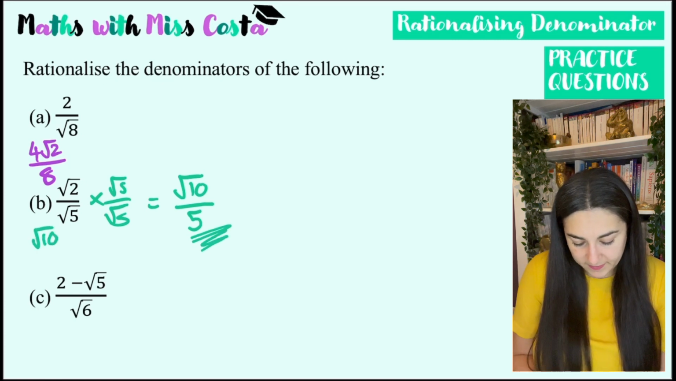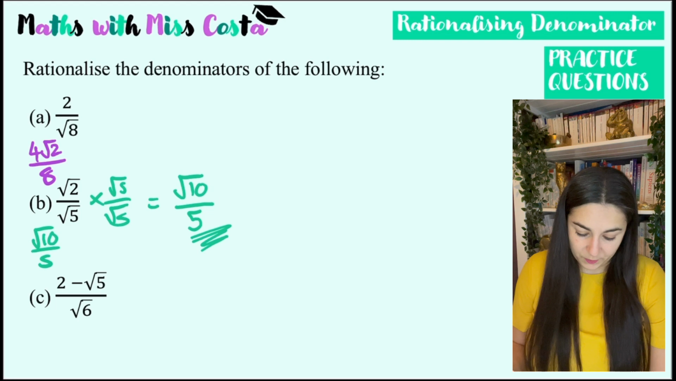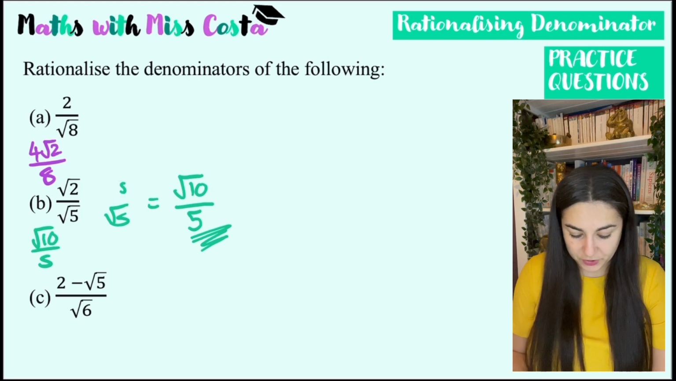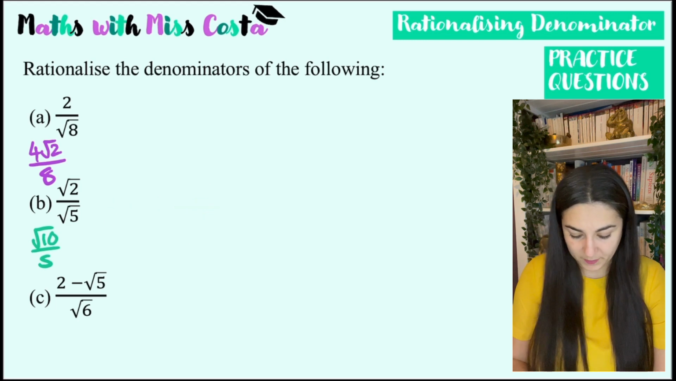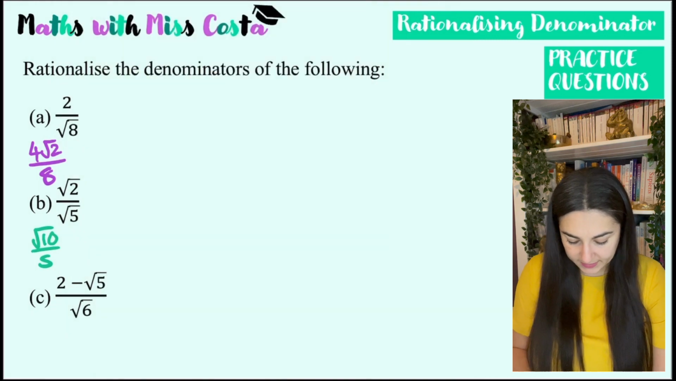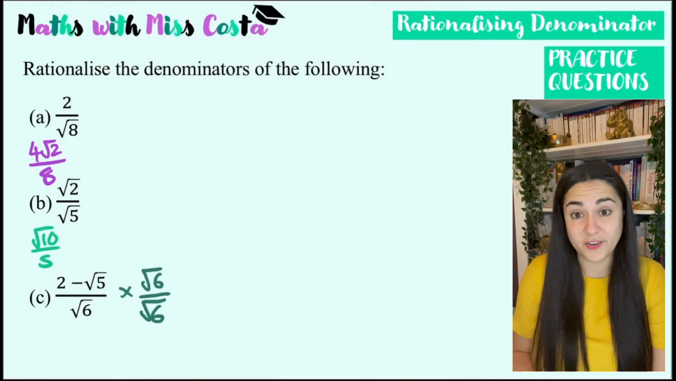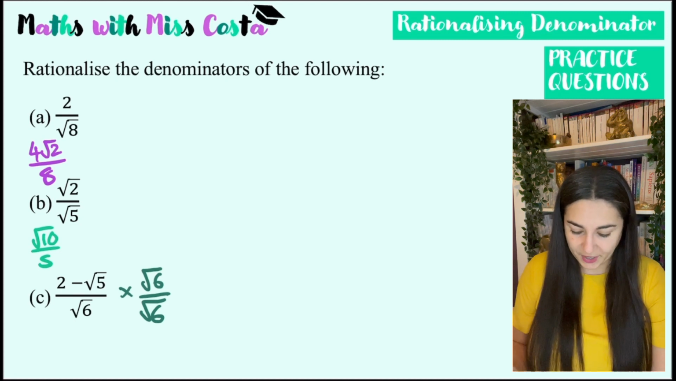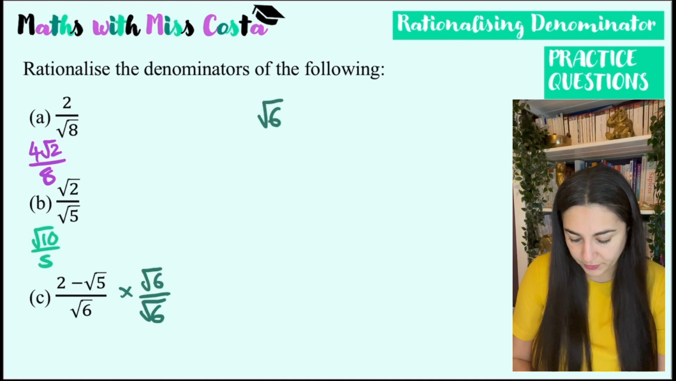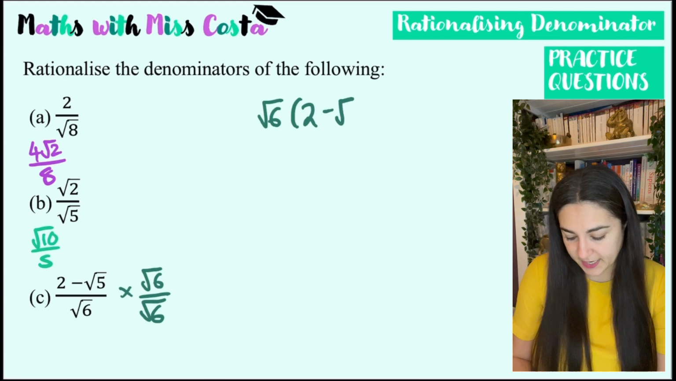Let's write that, root 10 over 5. And then this next one's slightly trickier because it's got 2 terms on the top, but we still do exactly the same. So we multiply both the top and the bottom by whatever the denominator is, in this case root 6. So let's try this up here. So I've got root 6 multiplied by 2, take root 5 over 6.